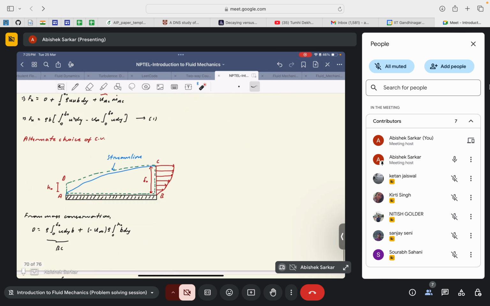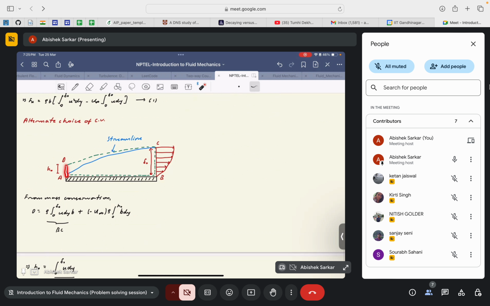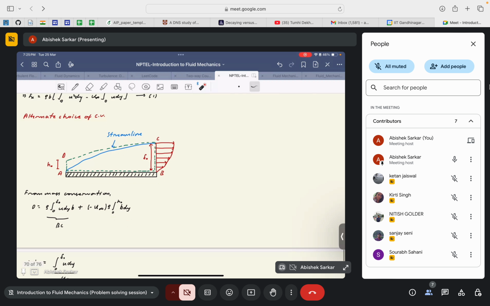But in the case of the inlet, the velocity is again constant. It is minus u infinity, taking into consideration the normal vector and the area vector. They are opposite to each other, so it will carry a minus sign, times rho, which is constant, and the integral from 0 to h naught of b dy, so it will basically give you b h naught.